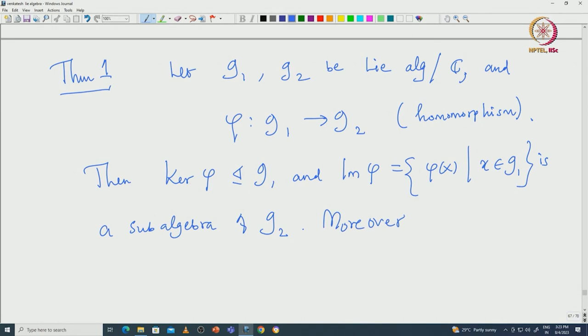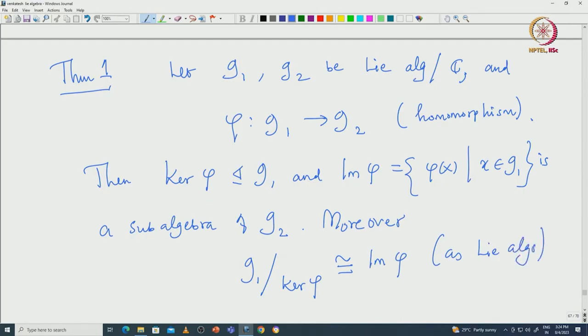Moreover, when you take the quotient of G1 by the kernel, we know from vector spaces that G1 modulo the kernel must be isomorphic to the image of phi as a vector space. But now we are dealing with Lie homomorphisms, so in this category, G1 modulo the kernel will naturally become isomorphic to the image of phi as Lie algebras.